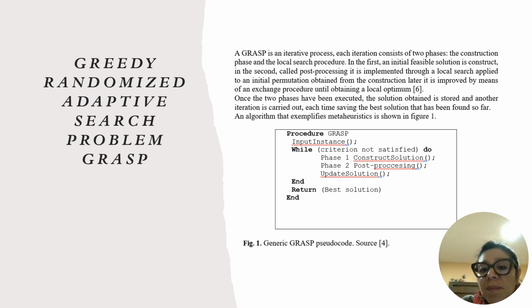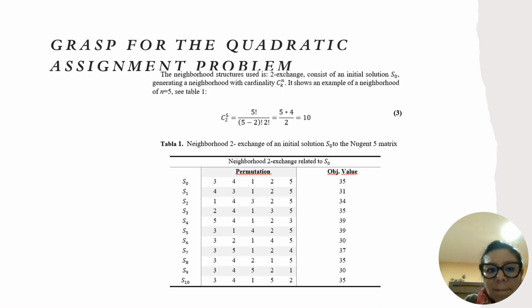This is the algorithm. This is the pseudocode of GRASP. This is the GRASP for the quadratic assignment problem. It should be noted that the solutions are permutations of length n. So you can see in the chart.